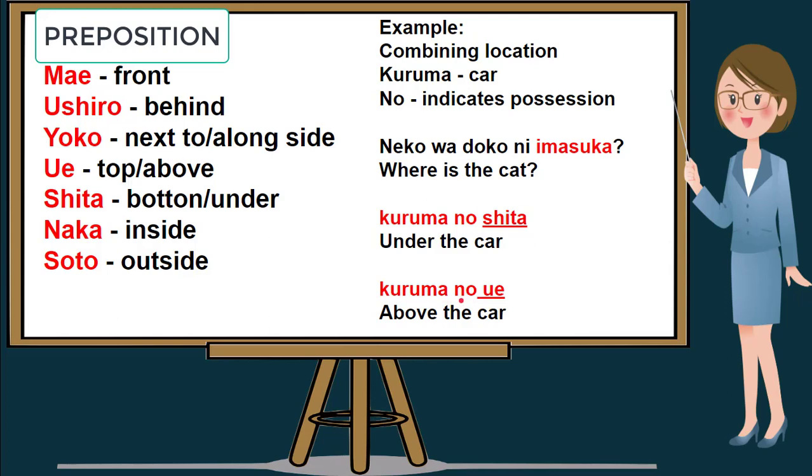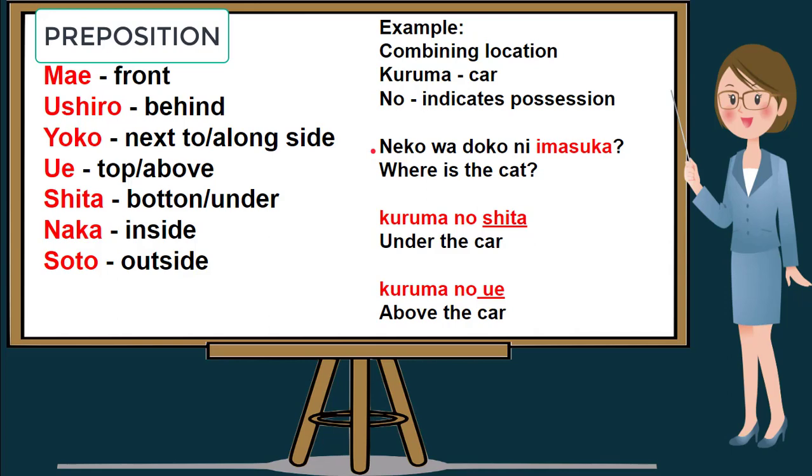Let's not forget "no," this particle, which indicates possession, for the car, and of course "ue," which means top or above. So, "kuruma no ue" means above the car. Let's try to read these Nihongo sentences once again.